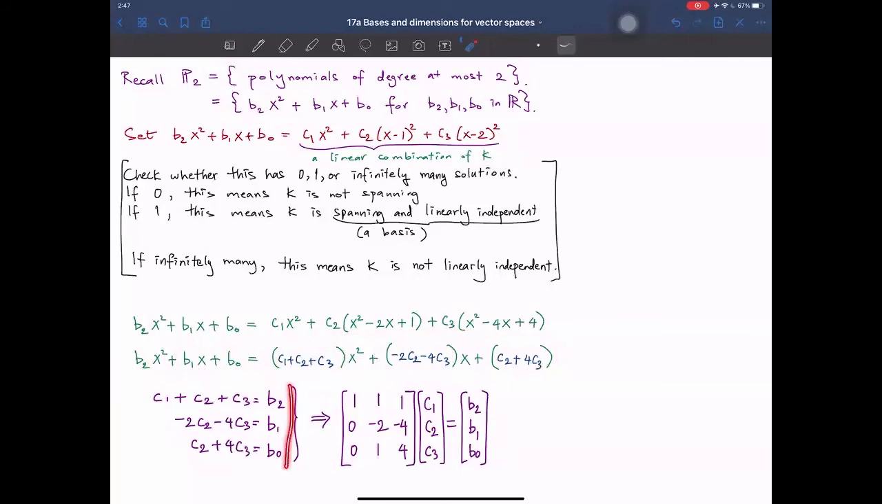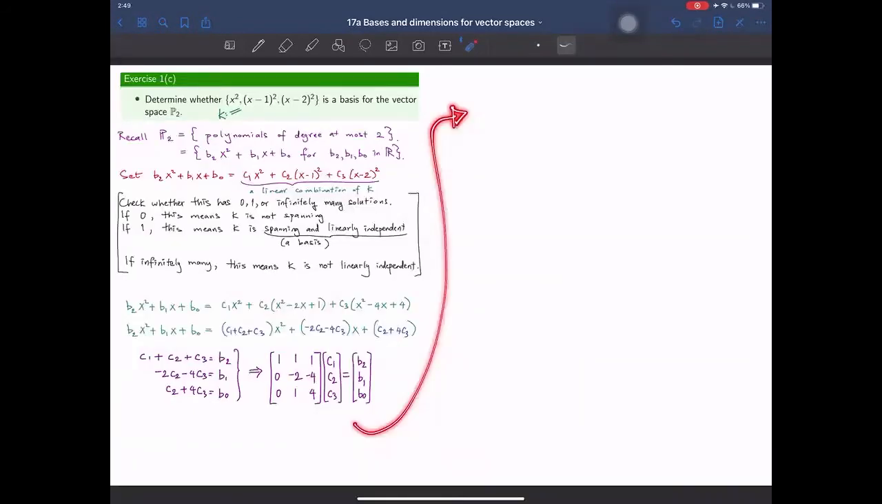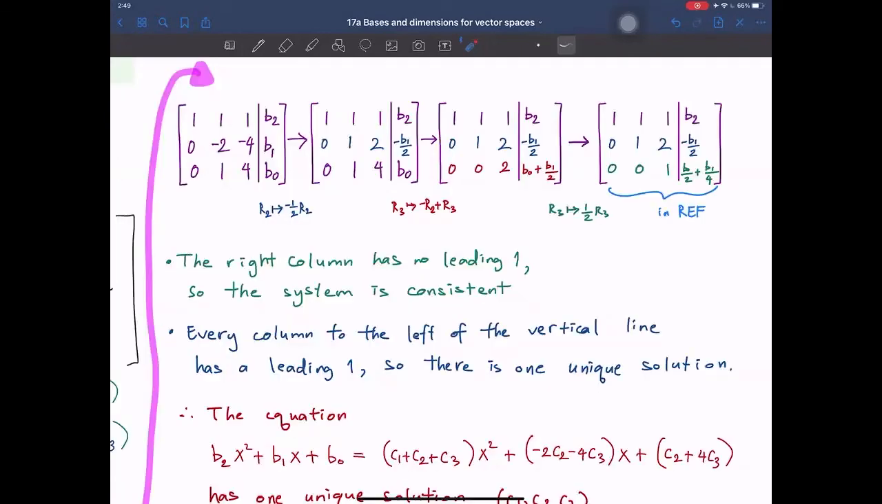So I rewrite this as a system of linear equations, and then I rewrite this as this matrix multiplication. I will then rewrite this as an augmented matrix and then row reduce. I then get this row echelon form. Because I'm not really interested in actually finding solutions, I'm just trying to count the number of solutions, I just need to check the leading ones. I see that the right column has no leading one. This is good. This means the system is consistent.